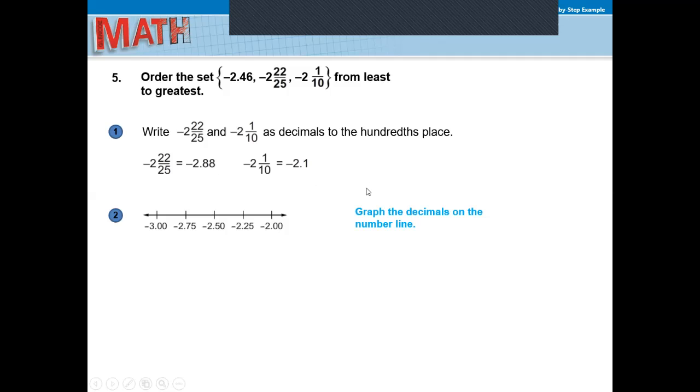On a number line, graph the decimals. Negative 2 and 88 hundredths is there. Negative 2 and 46 hundredths is there. And negative 2 and 1/10 is here. From least to greatest, the order is negative 2 and 22/25, negative 2 and 46 hundredths, and negative 2 and 1/10. Going back to the original problem, checking it on the number line, then taking this information from the number line, returning it back to the original form to say your answer.